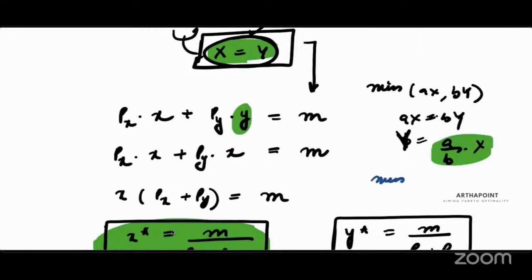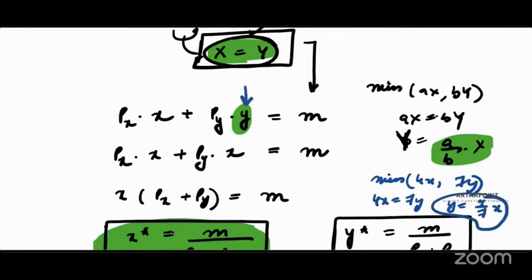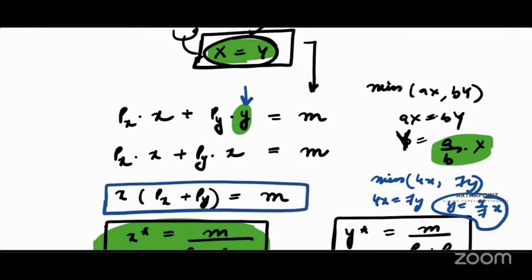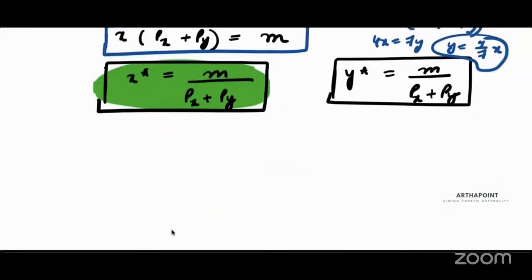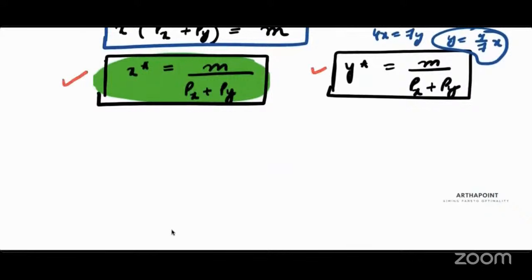Your min function could have been min of 4x comma 7y. Equate 4x equal to 7y. Y is equal to 4 by 7x. Instead of y, put 4 by 7x. Get entire function in terms of x. Solve for the value of x. So, you just have to remember what is the procedure that is followed in case of complementary goods. Now, once I have found x star and y star, these are my Marshallian demand functions.